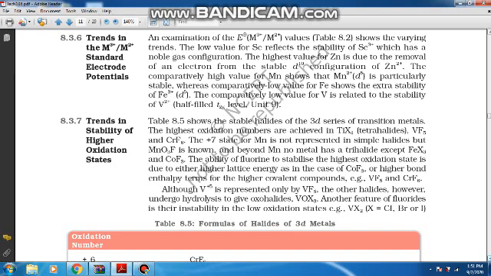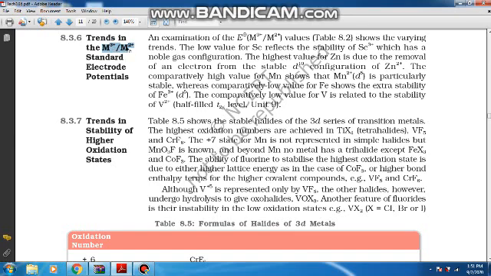Good morning, children. Today's lesson we shall be starting with trends in the M3+/M2+ standard electrode potential. What exactly does it mean? It simply means the E0 value for this combination will tell you how easy it is for the element to pass from plus 3 to plus 2 oxidation state.